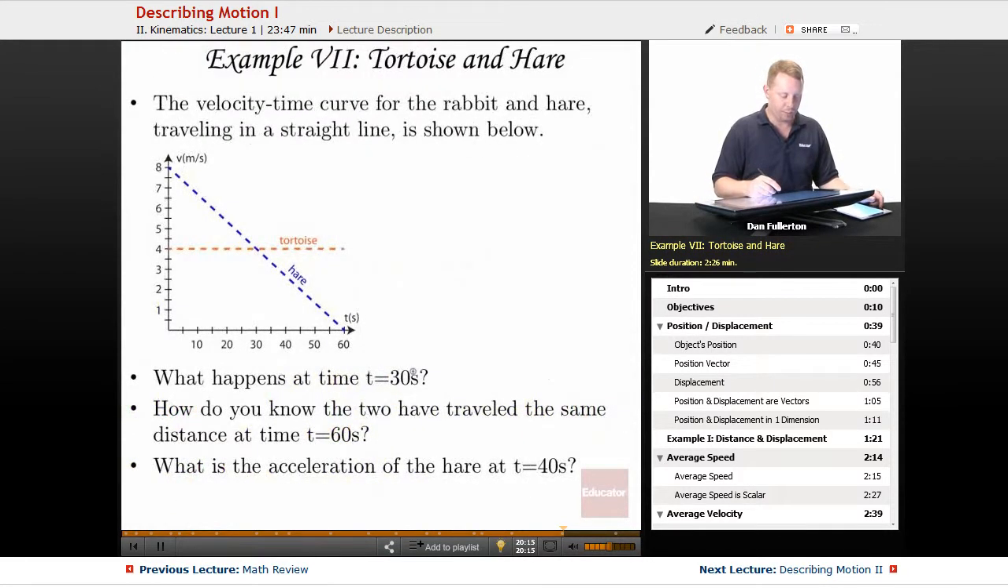Taking a look at another example, the velocity time curve for the tortoise and hare traveling in a straight line is shown below. We've got our tortoise here in orange, our hare in blue. What happens at time t equals 30 seconds? Well, interpreting these can get a little tricky, so let's take our time and go right through it. At t equals 30 seconds, it looks like the tortoise and the hare have the exact same value for speed. So tortoise and hare have same speed.